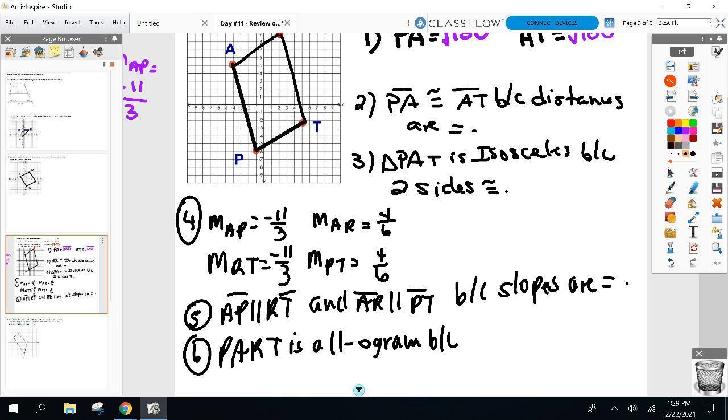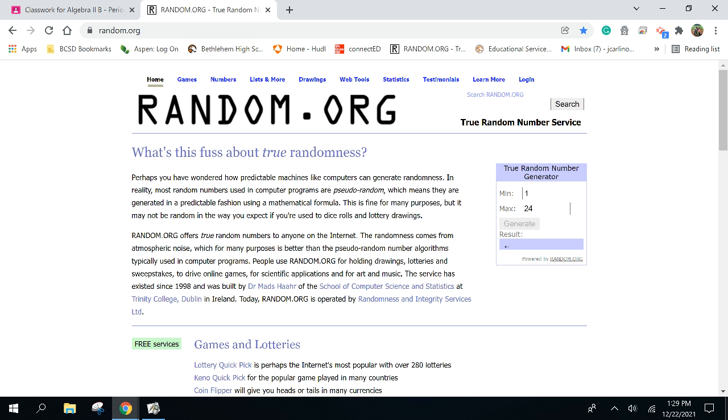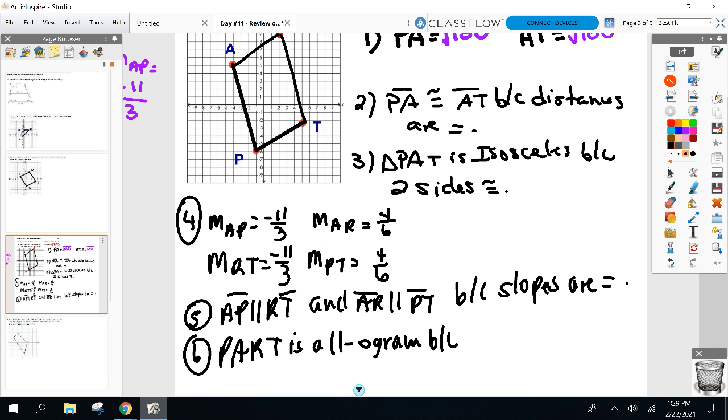And real quickly, just so I know we're solid, why is it a parallelogram? Why are you going to write it's a parallelogram? Both pairs of opposite sides parallel. Good job. Questions from you guys? We're all good. We can do these on triangles.